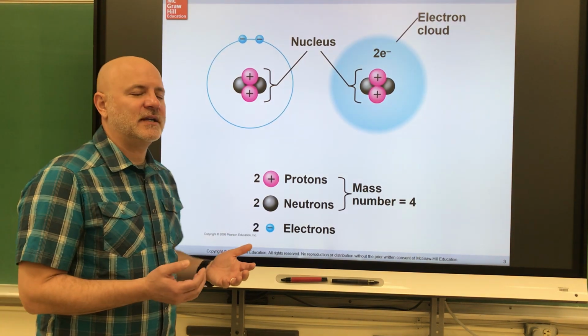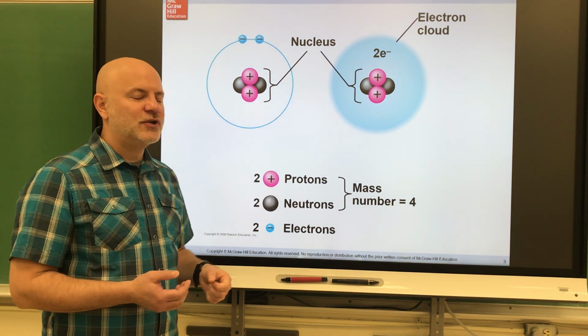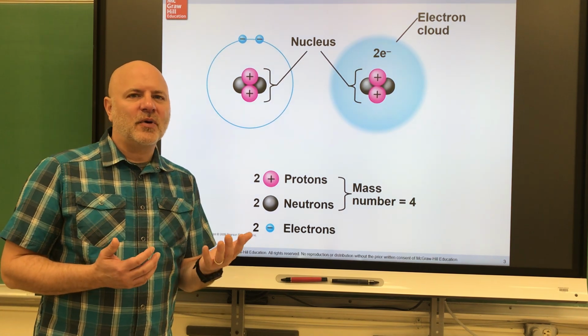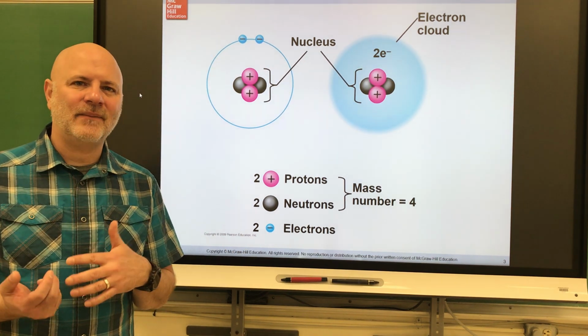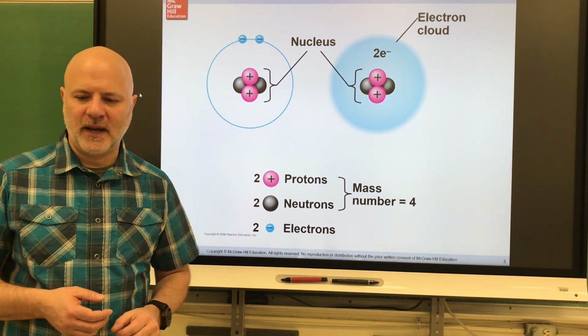The number of protons in an atom identifies the element. So if we had 2 protons, it's always going to behave like a helium atom. If you add another proton, that makes it a lithium atom, and it will no longer behave like a helium atom. It will now behave like a lithium atom.